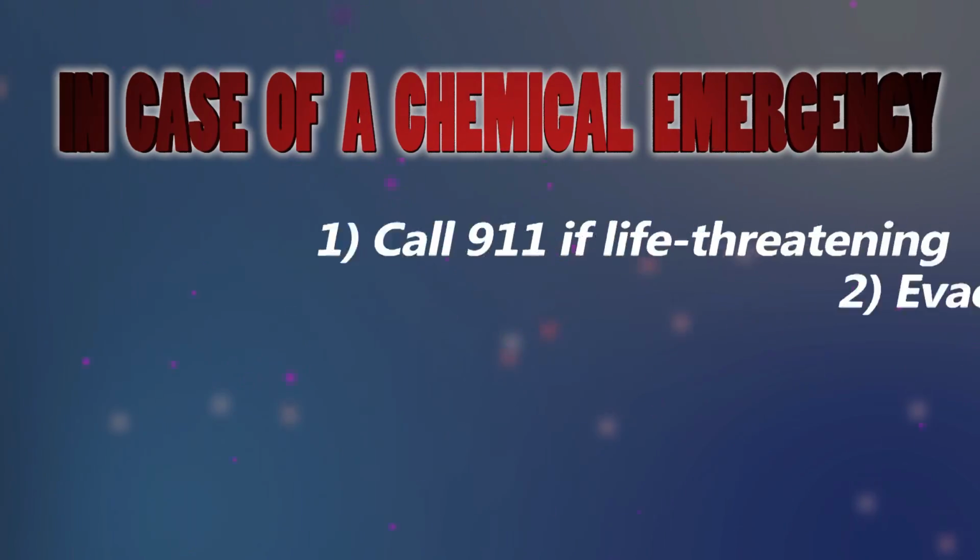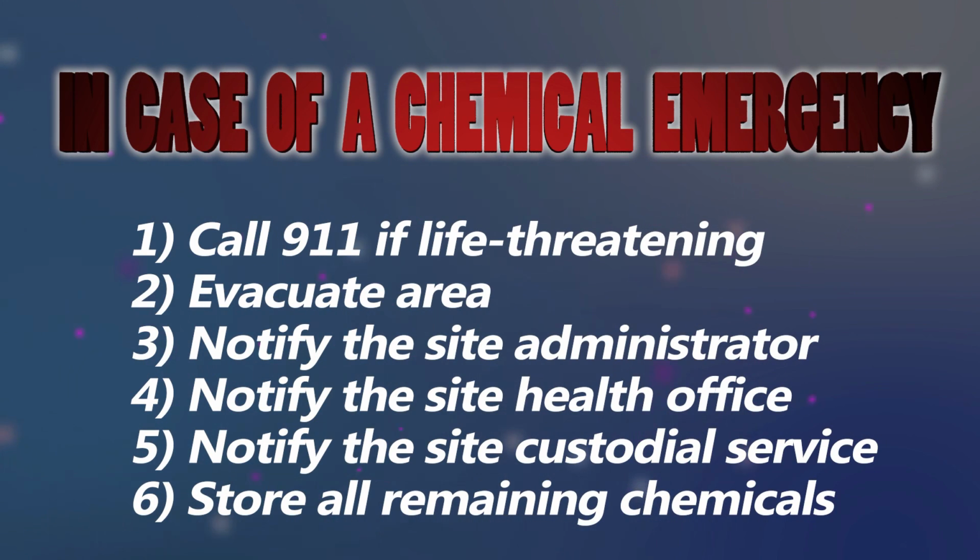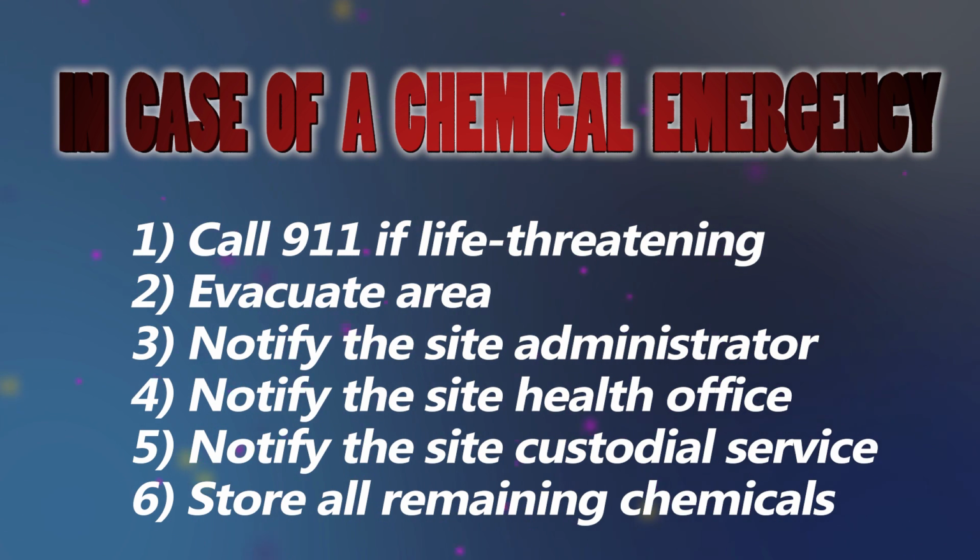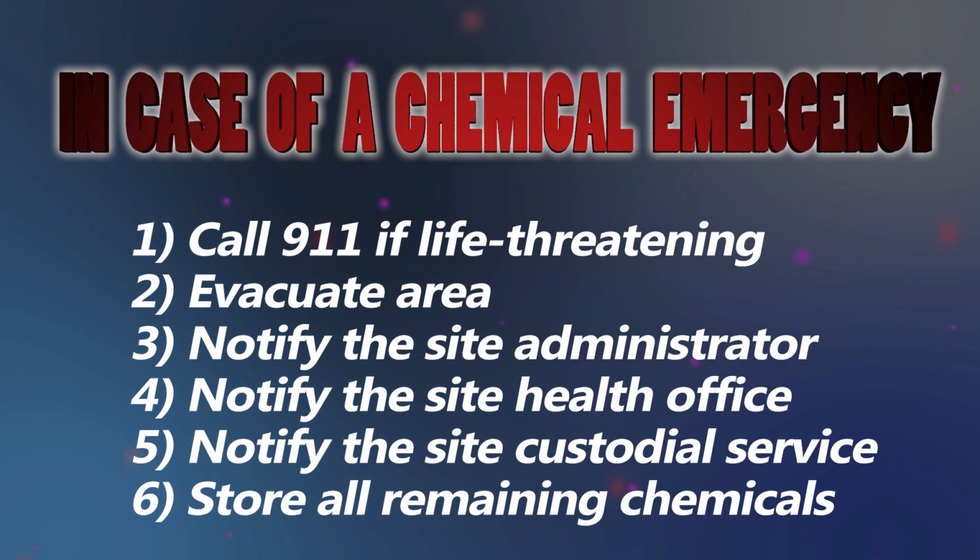If there is an emergency involving a chemical, it is your responsibility as a TUSD employee to do the following. First, call 911 if the situation is life-threatening, and then evacuate the area by removing self, students, and other staff from harm, and then notify the site administrator. Following that, notify the school site health office if medical attention is needed, and then notify the site custodial service for cleanup. Lastly, store all remaining chemicals out of reach of children while the emergency is being taken care of.